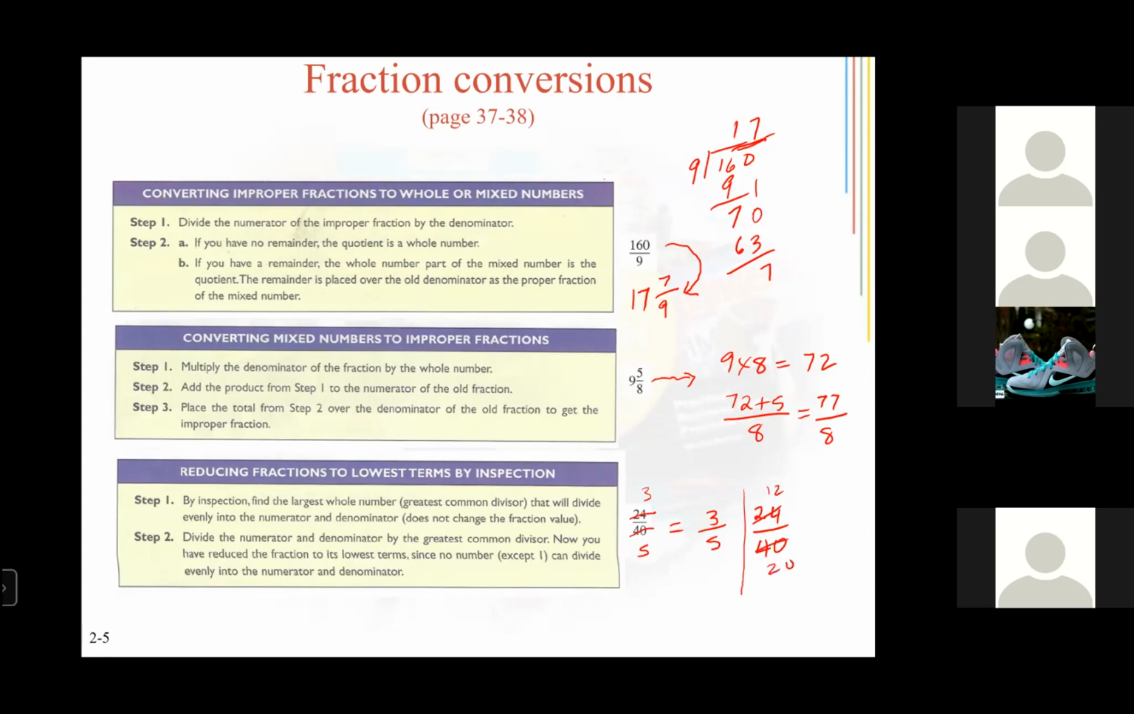Then you could use 2 again: 2 into 12 is 6, 2 into 20 is 10, and 2 again: 2 into 6 is 3, 2 into 10 is 5. So you end up with the same result. You just end up doing more working. So if you can find the greatest common divisor, that reduces the amount of calculation you have to do. But if you can't, you could find smaller ones and just keep dividing by common divisors until you can't reduce it any further. So 24 over 40 is equal to 3/5 in lowest terms. Okay.